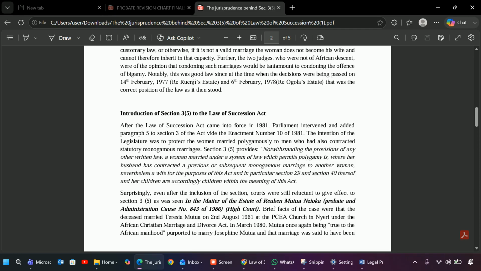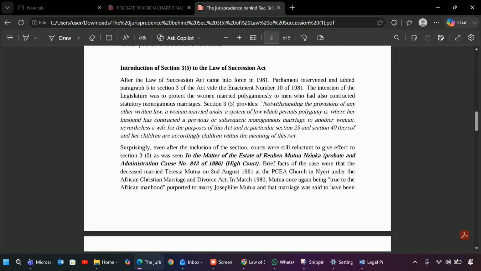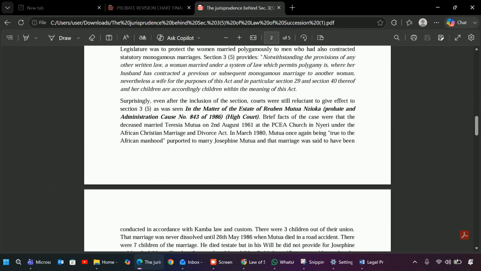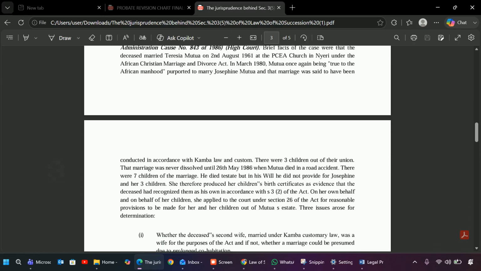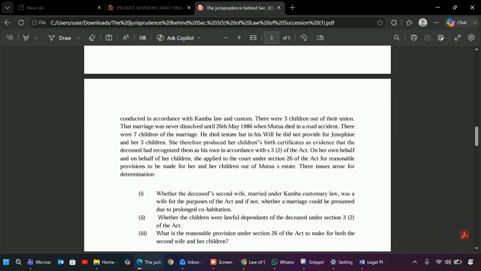Surprisingly, even after the inclusion of this section, courts were still reluctant to give effect to Section 35, as seen in the case of Estate of Reuben Mutua and Nzioka, 1986. The brief facts of the case were that the deceased married Teresia Mutua at a PCEA church in Nyeri under the African Christian Marriage and Divorce Act, and in March 1980, Mutua once again, being true to African manhood, purportedly married Josephine Mutua, and that marriage was said to have been conducted in accordance with Kamba law and custom. There were 3 children out of their union.